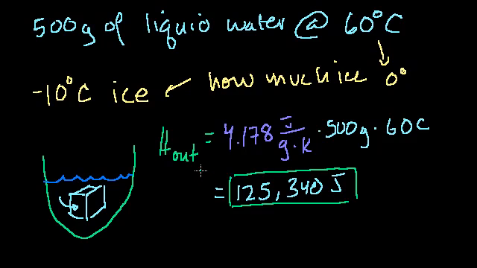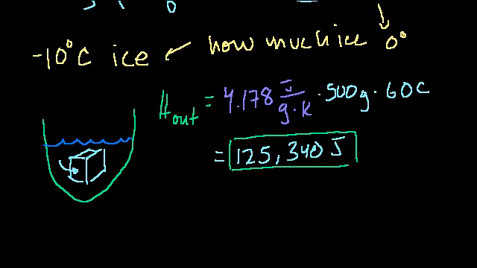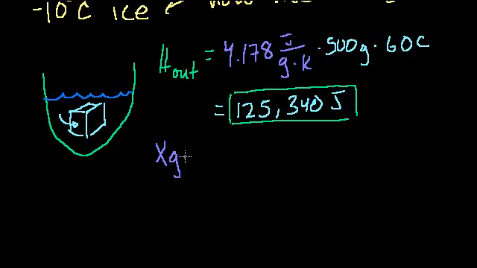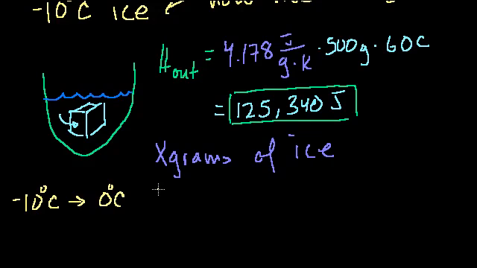So how much energy can the ice absorb? Let's set a variable. The question is how much ice. Let's do x. X is always the unknown variable. So we're going to have x grams of ice, and it starts at minus 10 degrees. When this x grams of ice warms from minus 10 degrees to 0 degrees Celsius, how much energy will it be absorbing?